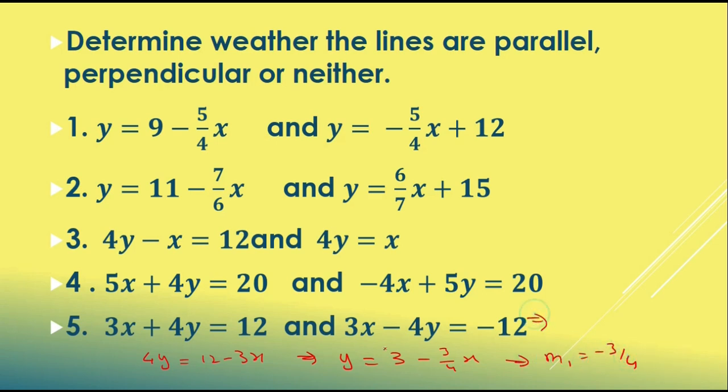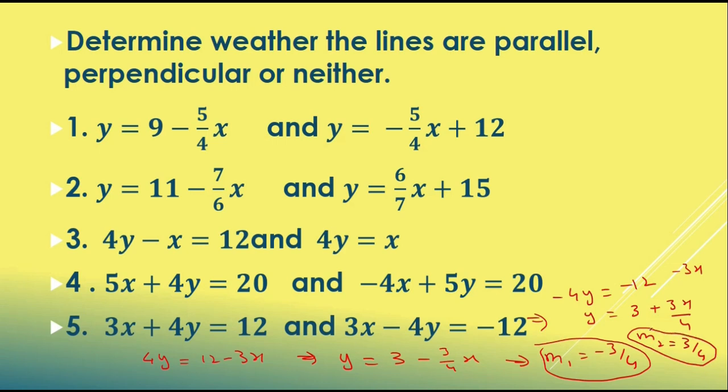So this gives a slope m1 is minus 3 over 4. For the second line, minus 4y is equal to minus 12 minus 3x. Y is equal to, divided by minus 4, 3 plus 3x over 4. So slope m2 is 3 over 4, but with the opposite sign. Here m1 is negative 3 over 4, m2 is positive 3 over 4. They are not equal. So this question number 5 is neither parallel nor perpendicular. Okay, that is the answer for question number 5.